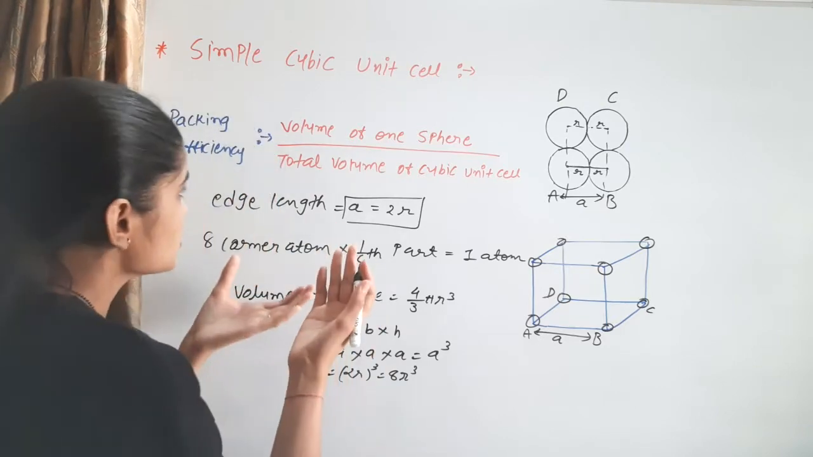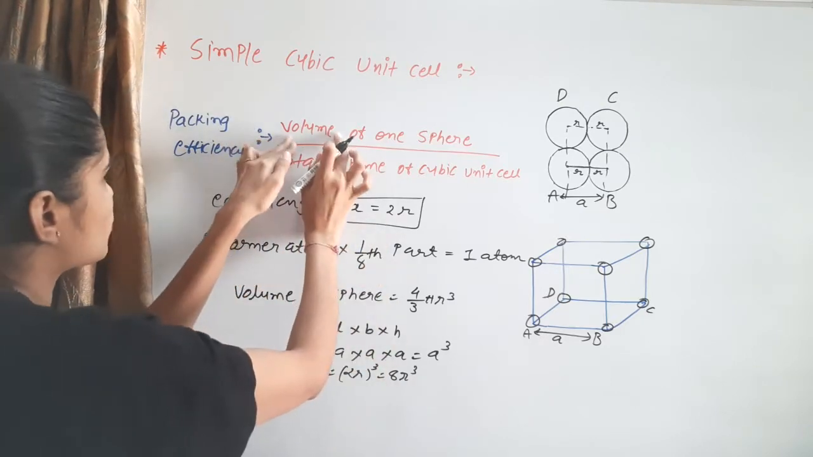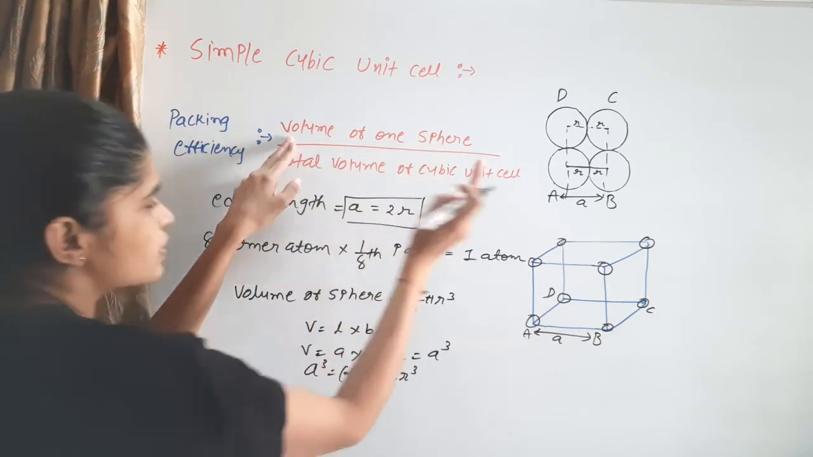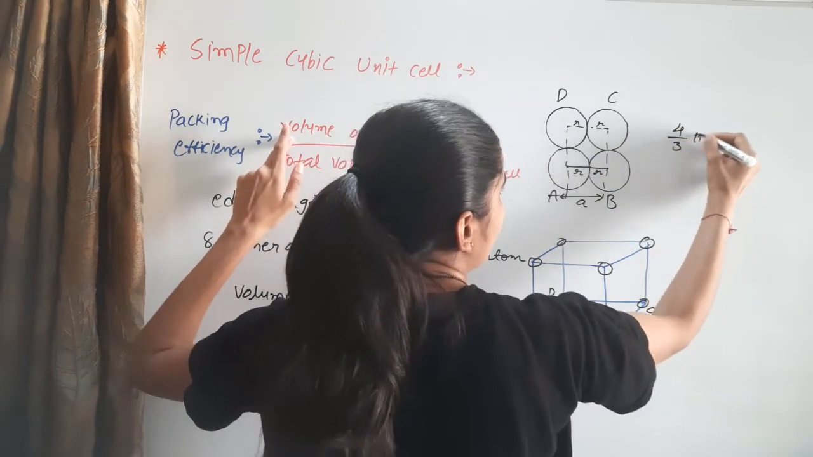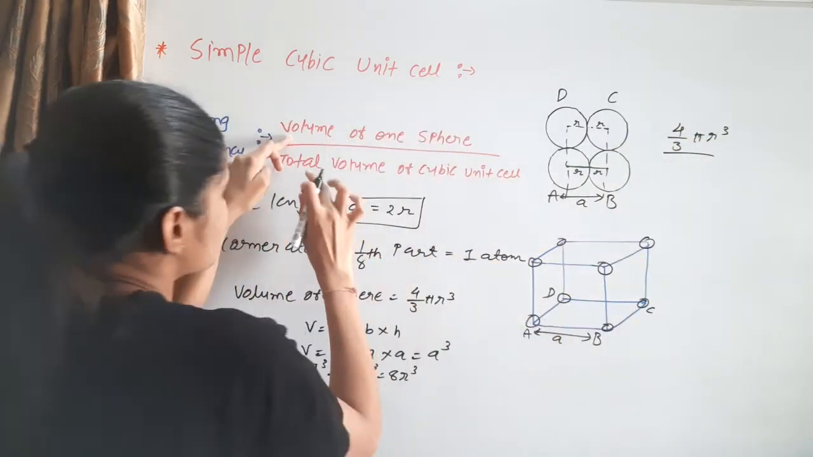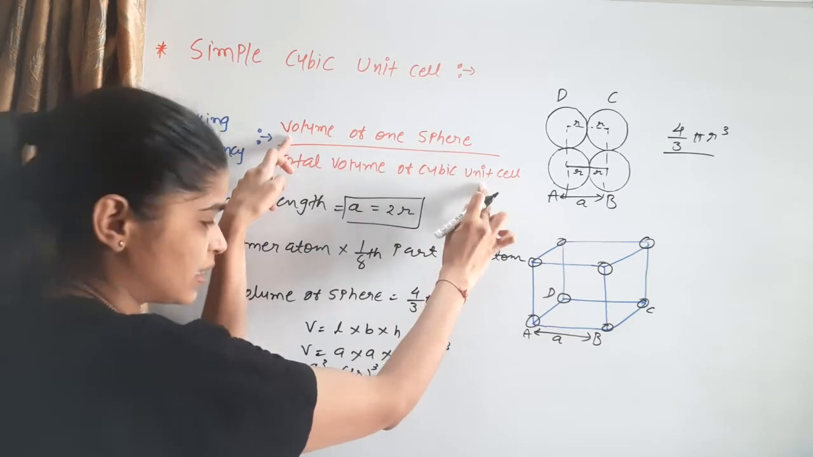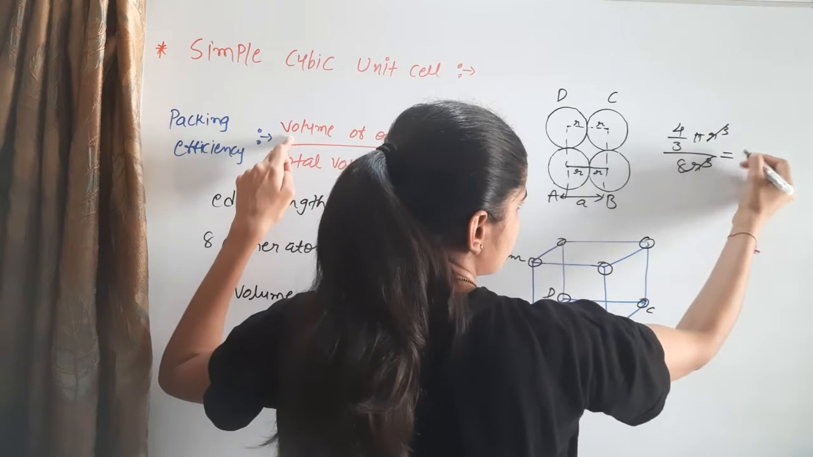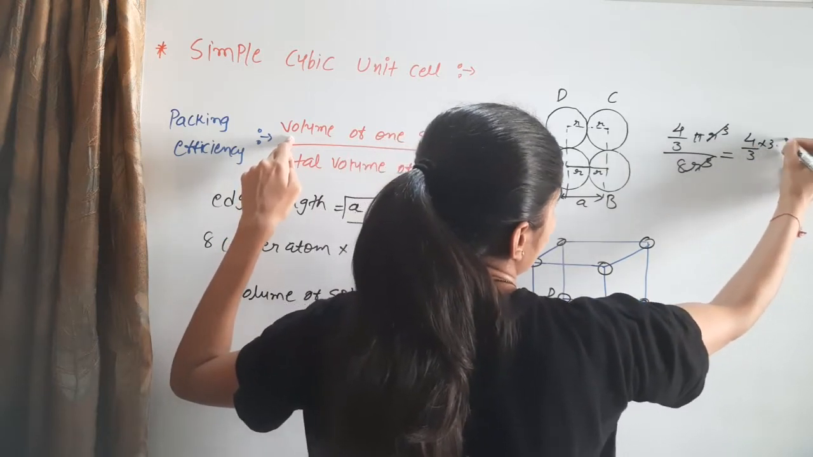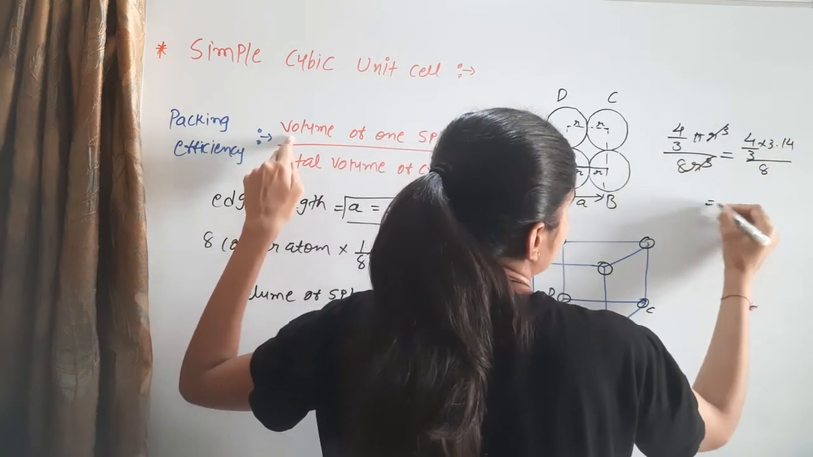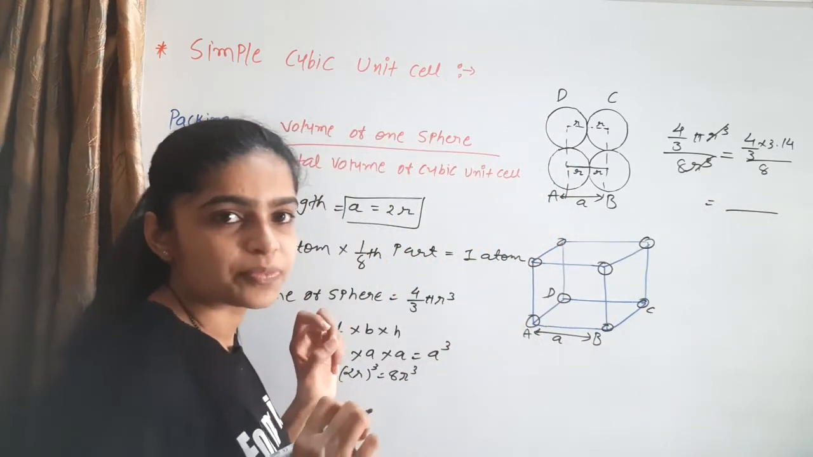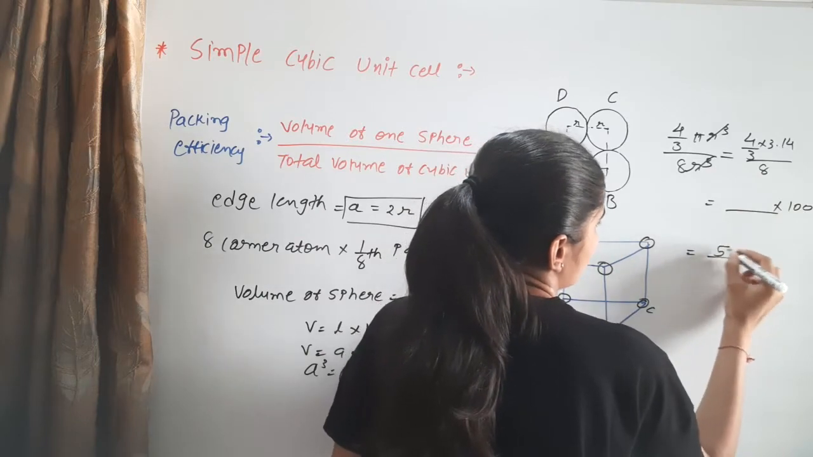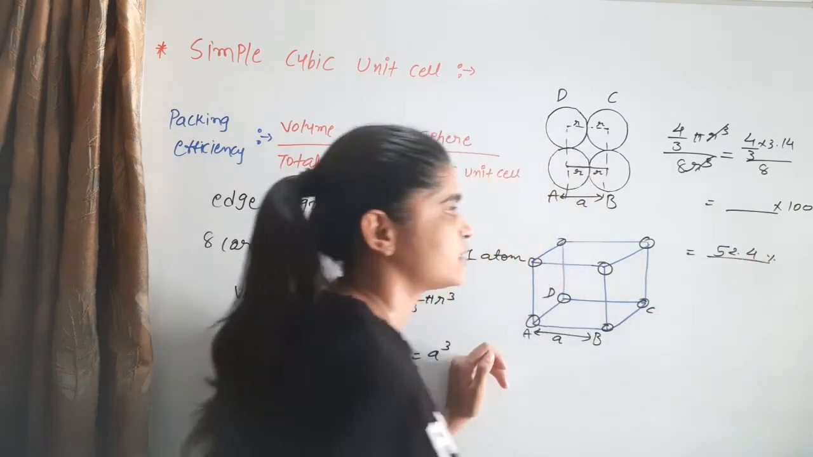That way, we put this value in the formula. Packing efficiency is the volume of one sphere, 4/3 pi r cubed, upon the total volume of the cubic unit cell, which is 8r cubed. r cubed cancels. 4/3 times 3.14 divided by 8 gives this answer, and multiplying by 100 gives the efficiency of the cubic unit cell.